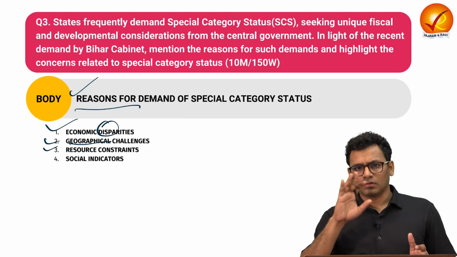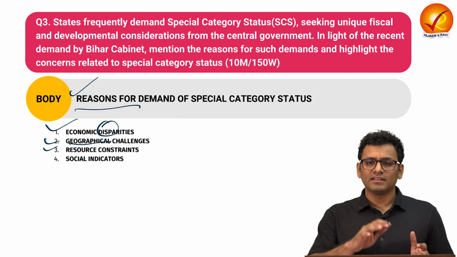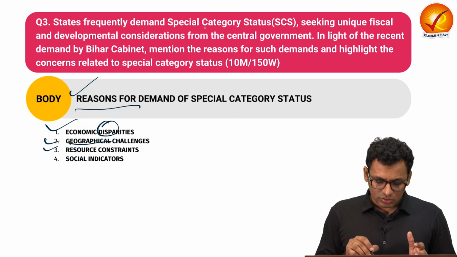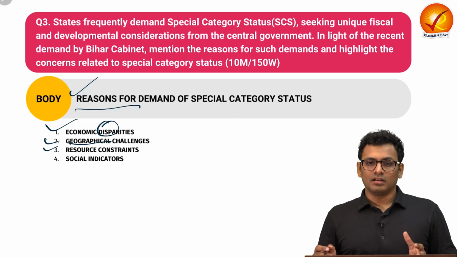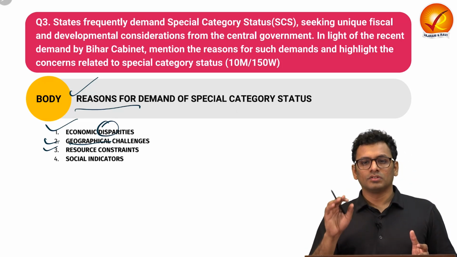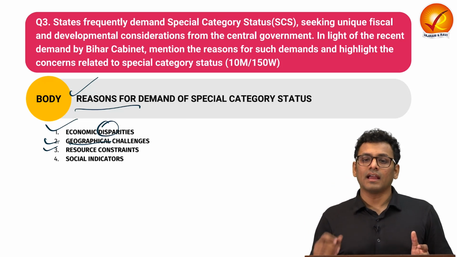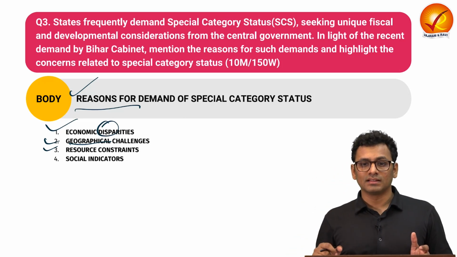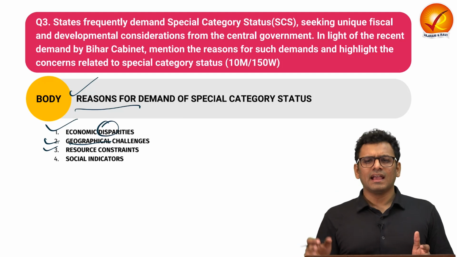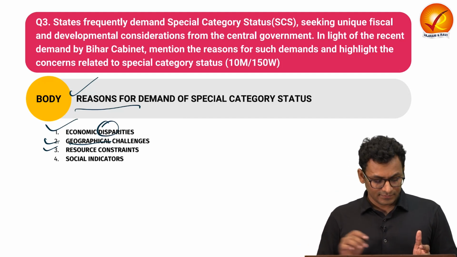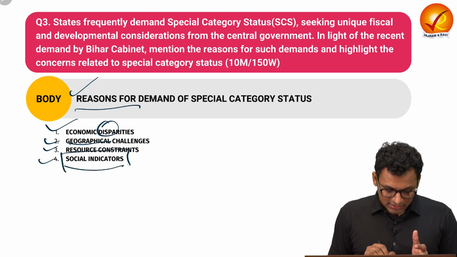And because of that kind of constraint, they definitely need special status through which they can get special attention from the center through extra devolution of funds, and those funds can be utilized to build the capacity of the population as well as to build the infrastructure of that region. The fourth is social indicators.